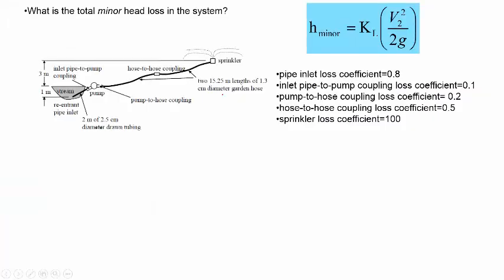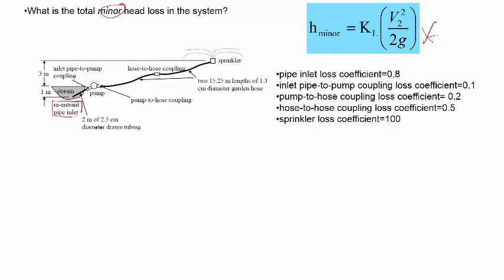Okay? The first question is, what is the total minor head loss of the system? And this is the equation for minor head losses. First of all, don't be deceived by the word minor and assume that the minor losses are small, because they can be larger than the major losses. So it's just a term we use to define this type of loss. Okay, so let's go one by one on each one of the components that we have here.